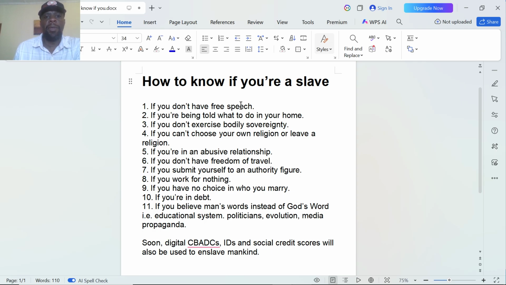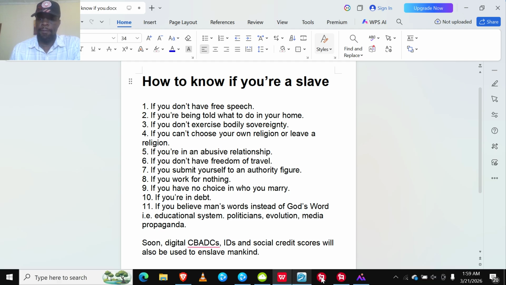So if we just go back to that list, I've got these 11 points here. The one I want to start with, which is one of the most important, I think this one would be second after having the right to life. The next thing that comes after the right to life is freedom of speech, and if you don't have freedom of speech, then you're a slave. Because slaves are not allowed to speak freely; they would be punished for doing so.